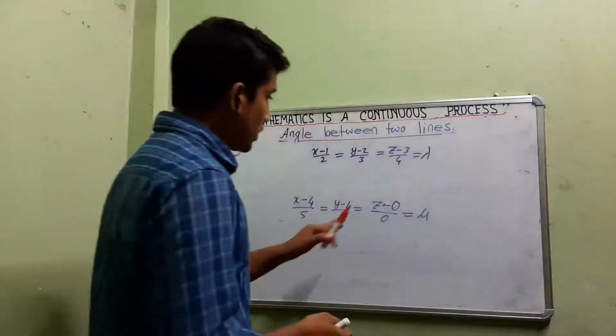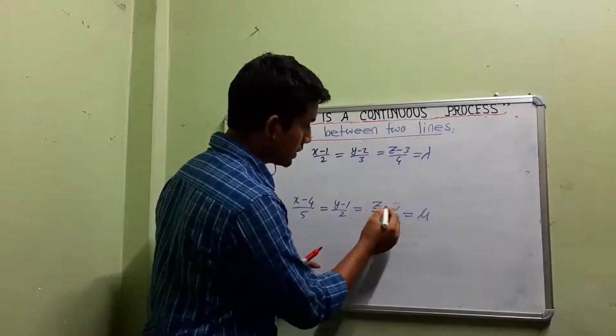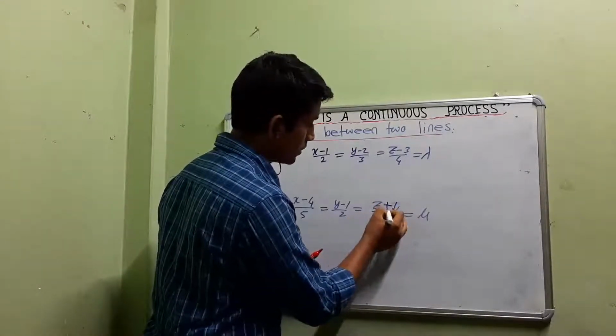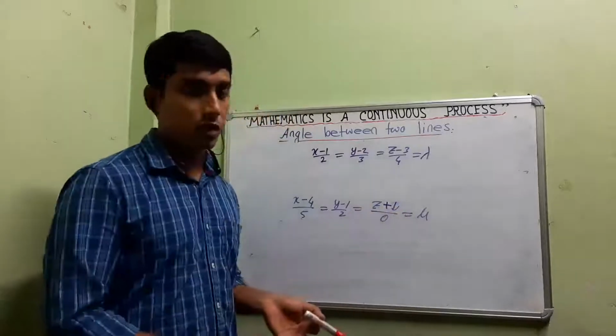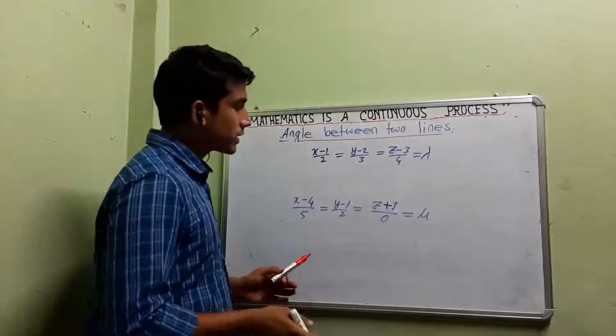So there is a little bit of change. This is not only z minus 0, this is z plus 1. Okay, there is a change in the question. This should be z plus 1. This is not z minus 0. So we are supposed to show they are intersecting.